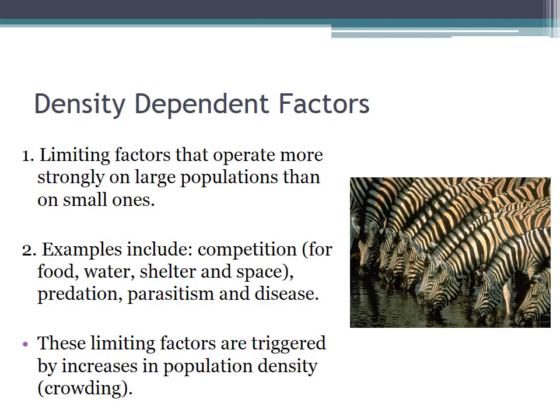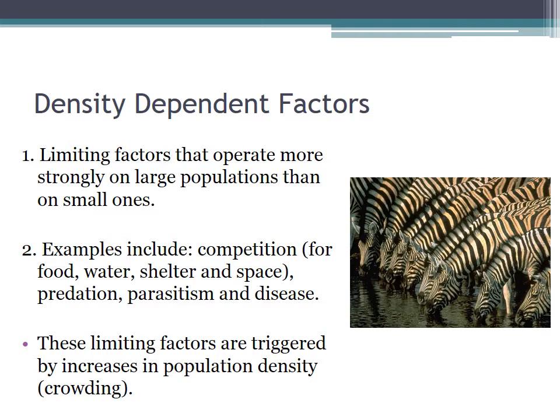It depends on a large density. So examples of this are competition. So a density dependent factor would be competition. You're not going to have competition among organisms if there are not many of them. So you would only have competition among a species or a population if there are lots of something in it. So competition, they might compete for food, water, shelter, space.